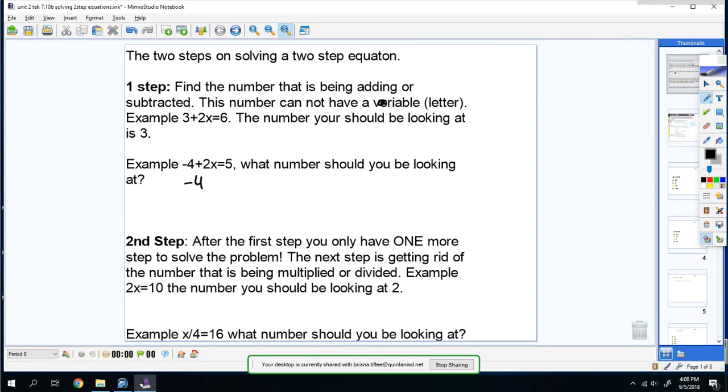The second step, after the first step, you only have one more step to solve the problem. The next step is getting rid of the number that's being multiplied or divided. Example, 2x equals 10. The number you should be looking at is 2. Example, x divided by 4 equals 16. What number should you be looking at? You should be looking at the number 4.